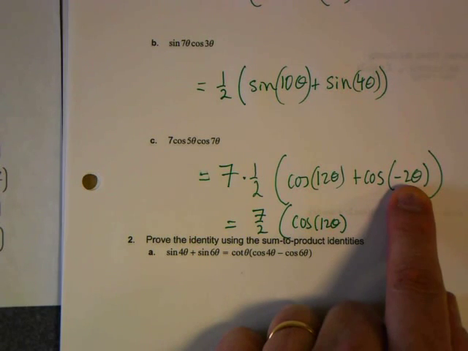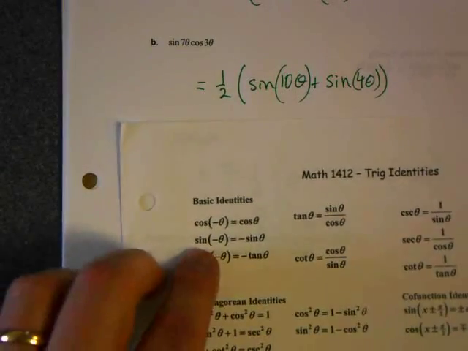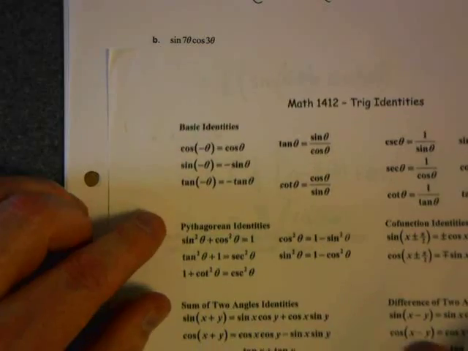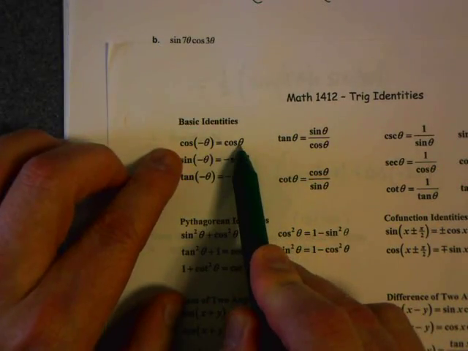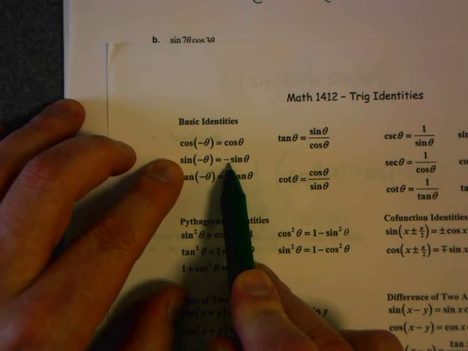This was our even odd property of sine and cosine. It makes them positive. Cosine is an even function. Here it is. What does cosine do to negative things? Cosine simply makes them positive. What does sine do to negative angles? The negative comes out front.